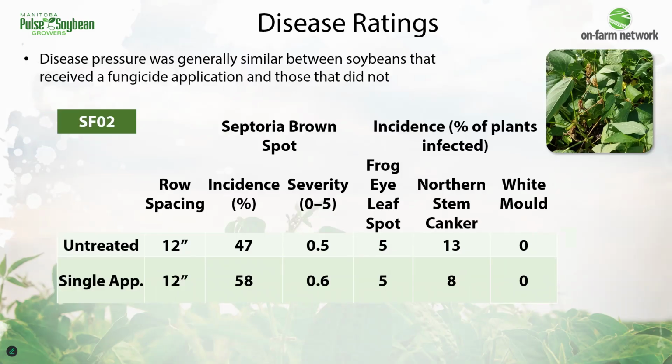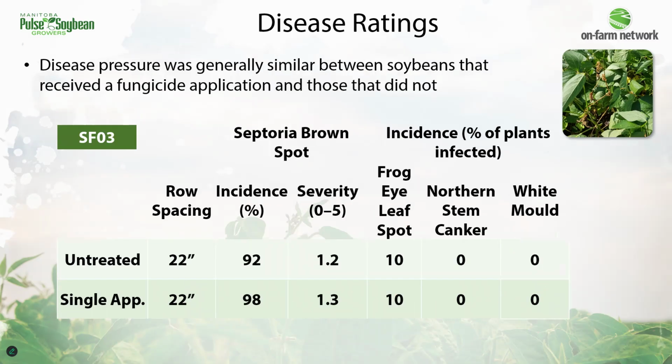Moving on to soybean fungicide 02, and this was located in western Manitoba. We did find some Septoria brown spot, again in low severity, and we also found minor infections of frog eye leaf spot and northern stem canker, but again, no white mold was present at this site. And the disease pressure was generally similar between soybeans that received a fungicide application and those that did not at this trial.